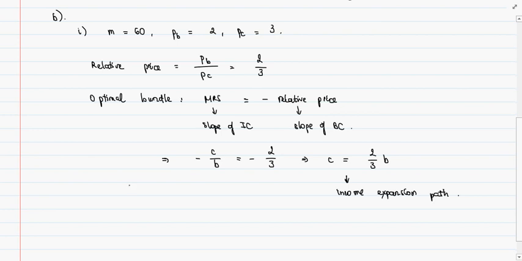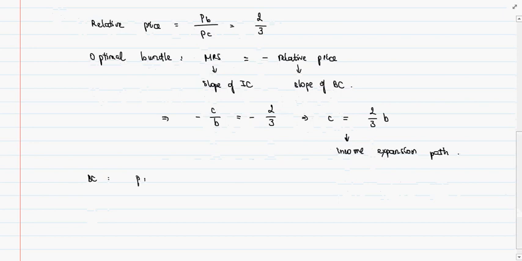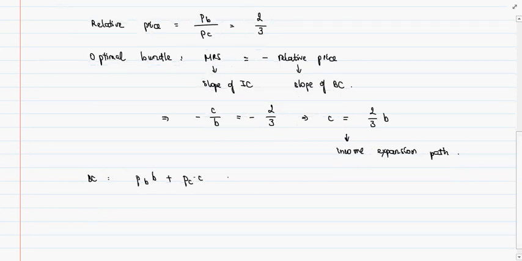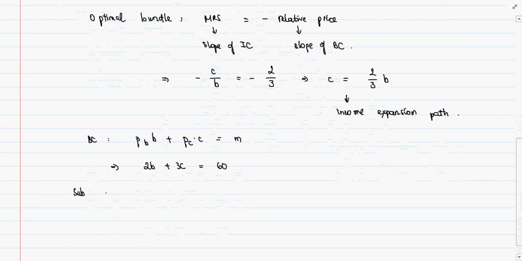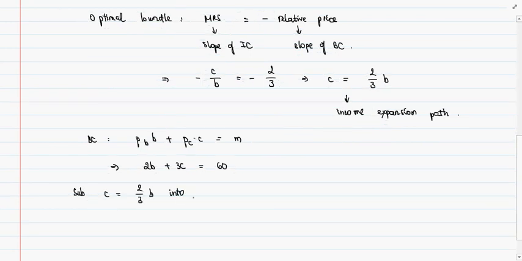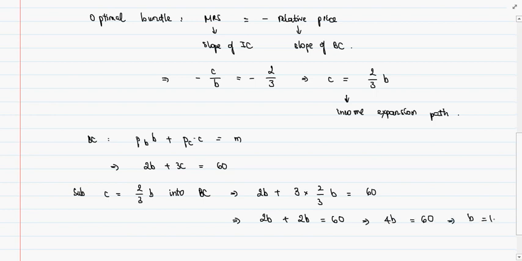Now in order to find the consumption bundle B and C that is optimal, given this income and the prices, we just have to substitute this optimal condition into our budget constraint. Our budget constraint is the price of good B times the amount of good B, plus the price of good C times the amount of good C, equal to income. So 2B plus 3C equal to 60. If I substitute C equal to 2 on 3B into the budget constraint, I get 2B plus 2B equal to 60. So 4B equal to 60, and therefore B equal to 15.